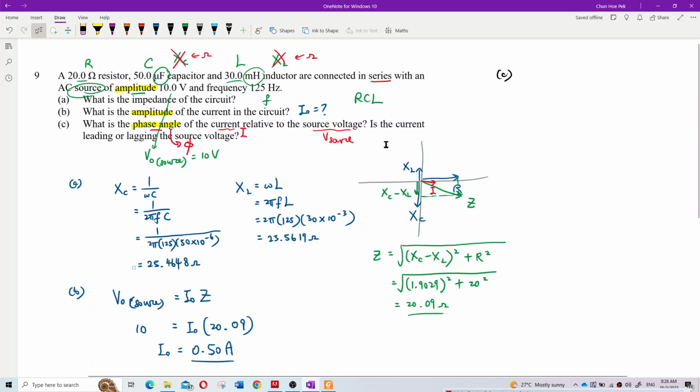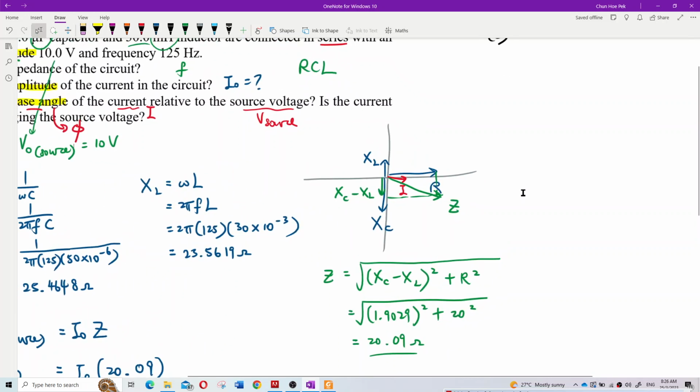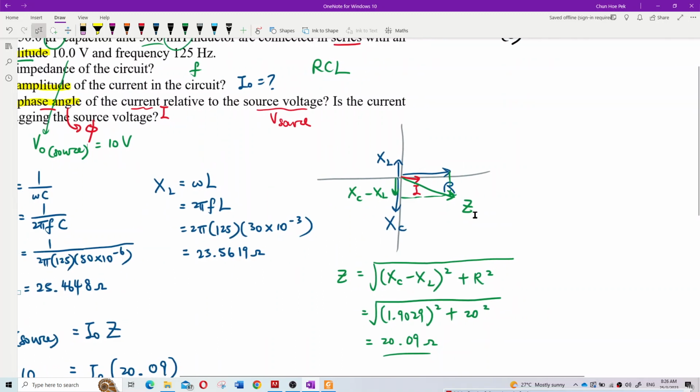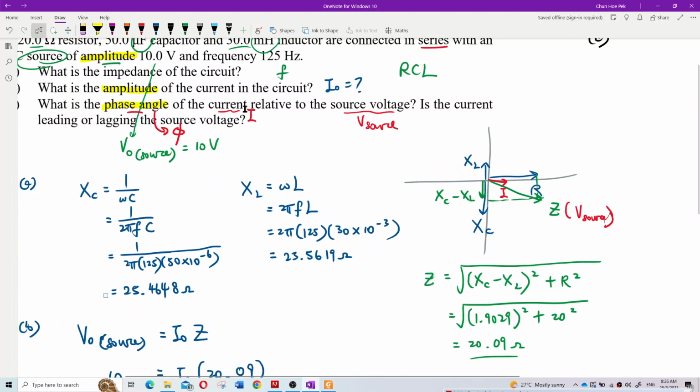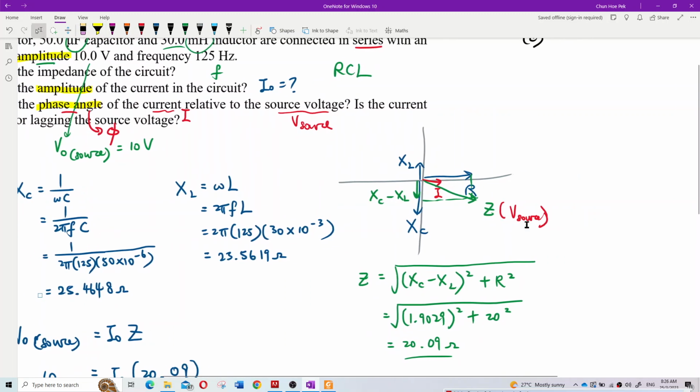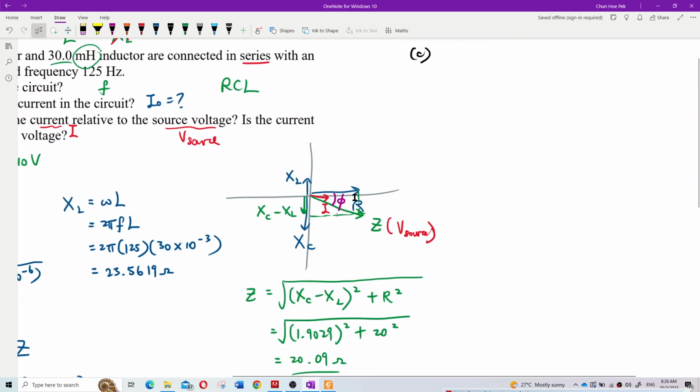Based on this phasor diagram, you can clearly see that the current is in phase with the resistor. Where is V source? V source is with the impedance. So the phase angle is between the current and V source, which is also between the resistor and the impedance. This is the phase angle phi. So how to find the phase angle phi?